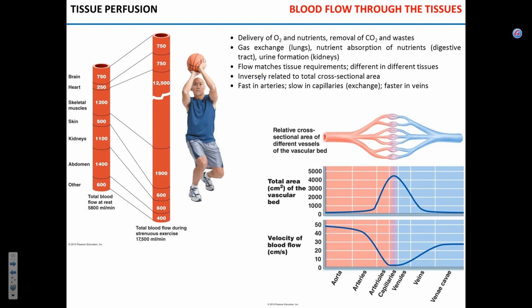So, blood flow through the tissues. Delivery of oxygen, removal of carbon dioxide. It turns out those things, CO2, oxygen, and pH, are three main parameters that govern tissue perfusion. Okay. One of the underlying principles: flow matches tissue requirements. What does that mean?